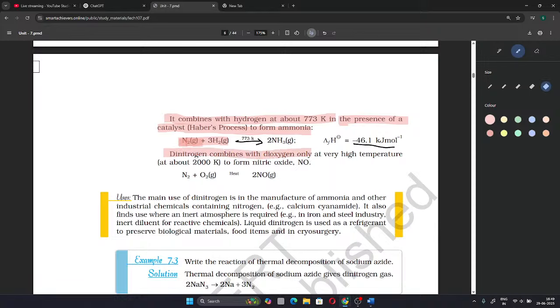Dinitrogen combines with dioxygen only at very high temperature, about 2000 Kelvin, which is about 1800 degrees Celsius or 1723, to form nitric oxide, NO. N2 plus O2 will give 2NO. There is no arrow mark here.